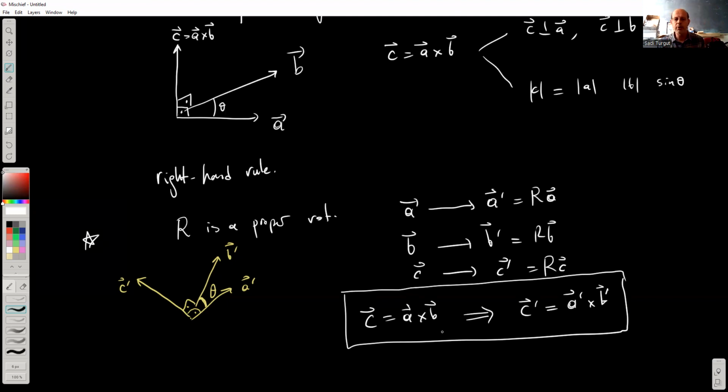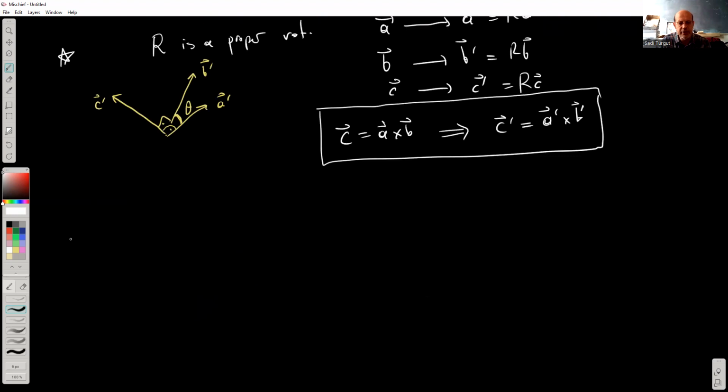Okay. Unfortunately, we don't have this for an improper rotation. The improper rotation basically changes the right-handedness of your reference frame. So a right-hand rule becomes a left-hand rule, but we don't change the definition of the cross product, so we always use a right-hand rule. So let's say it like this: R is an improper rotation.